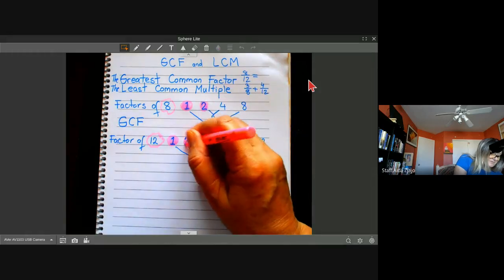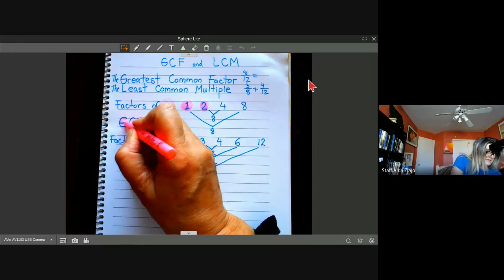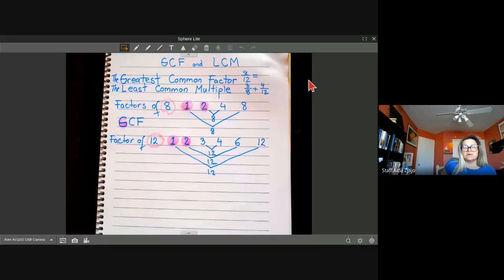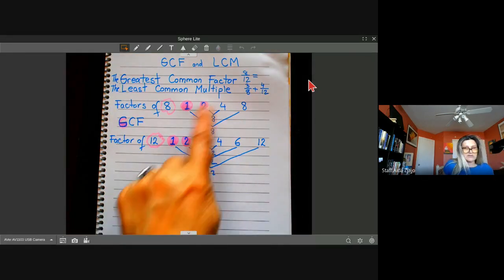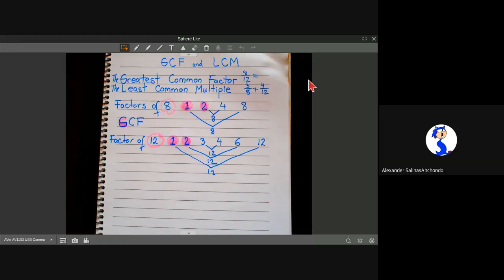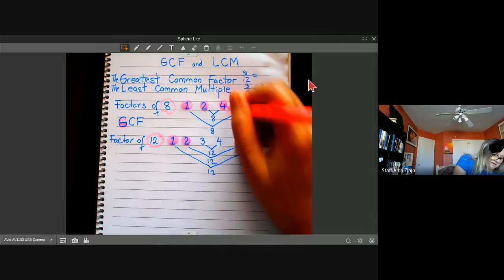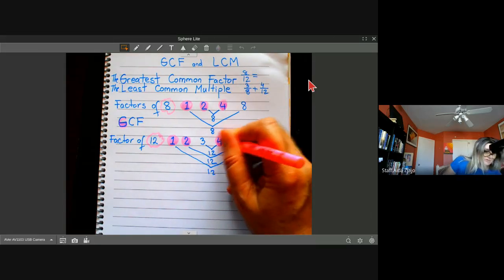Okay, I keep looking because I need the greatest one. So is it 1 or 2 that is greatest? Are there any more factors they have in common? 4 and 4. That's right. So do I have any more?